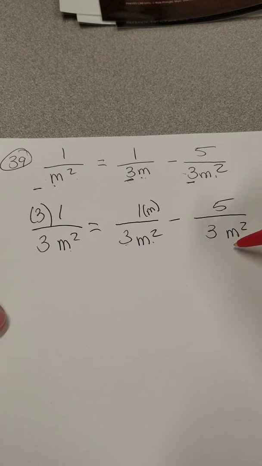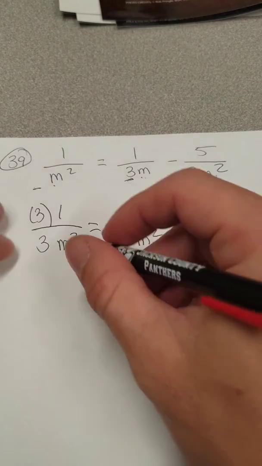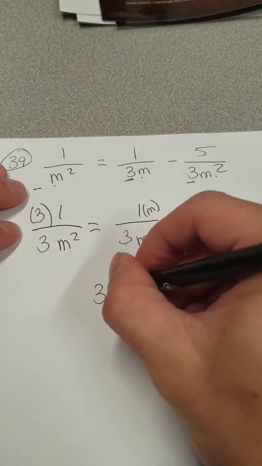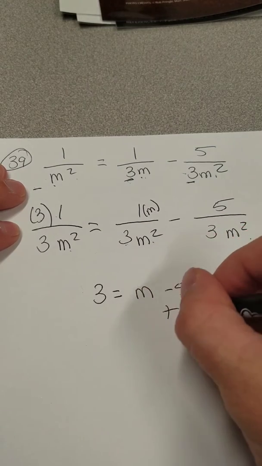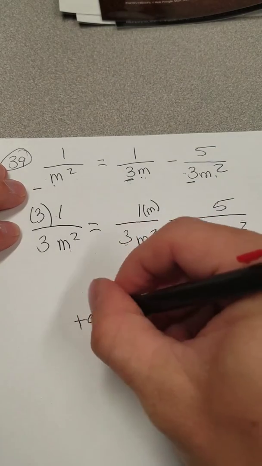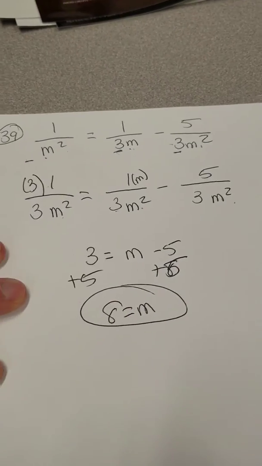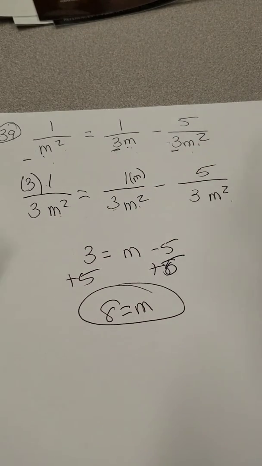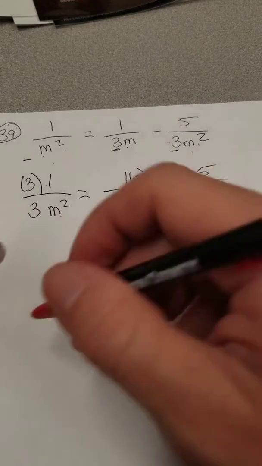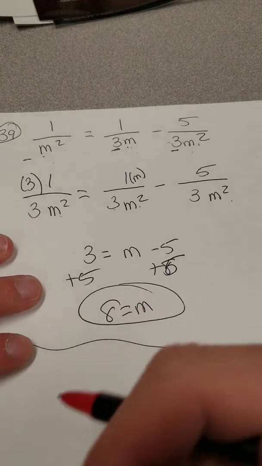Okay? Now, once we have this, we can cancel out the denominator and just work with the top. 3 times 1 is 3, equals 1 times m is m, minus 5. Solve the equation. That's your solution. Okay? The only thing that you have to check is, hey, if I plug this back into the denominator, will it give me 0? The answer is no. If it gave me 0, it would be no solution. But in this case, the problem works, so m equals 8.